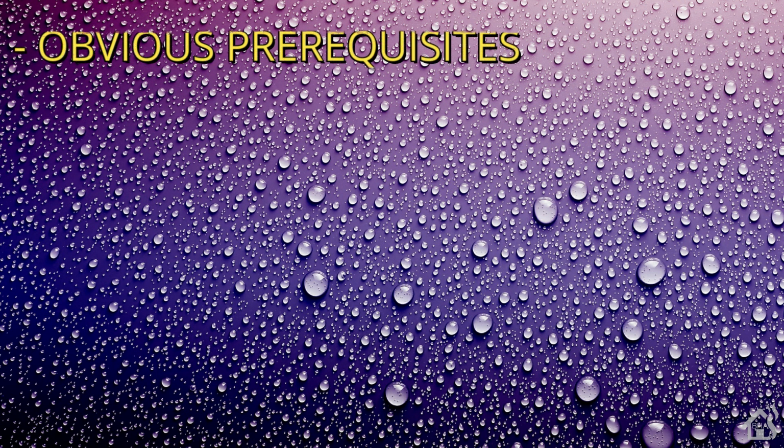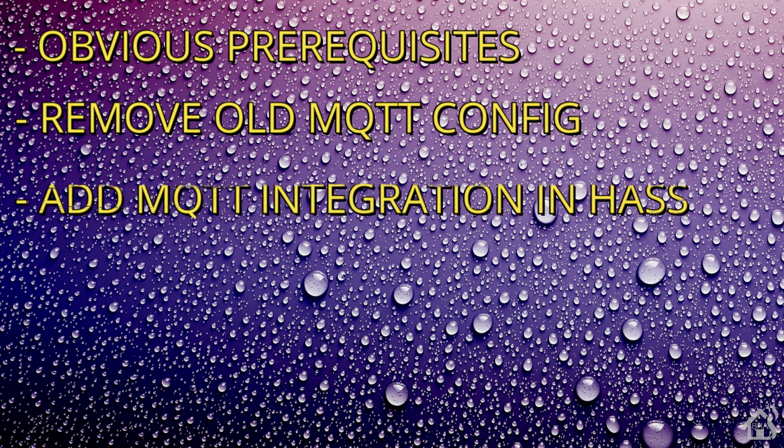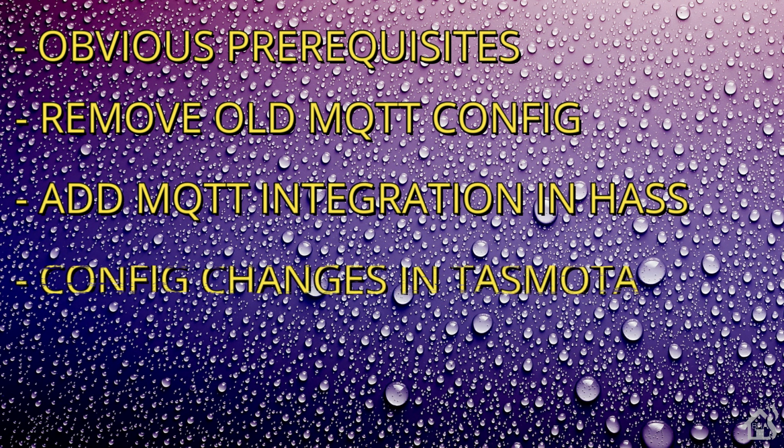Let's do a quick run through of everything we covered in this video. So of course, for starters, we went over the obvious prerequisites that were needed for this to work properly. Then we removed or commented out our old MQTT configuration. Once that was done, then we added the new MQTT integration into Home Assistant, made a few changes in Tasmota to enable discovery, and lastly, I showed you what that looked like in action.